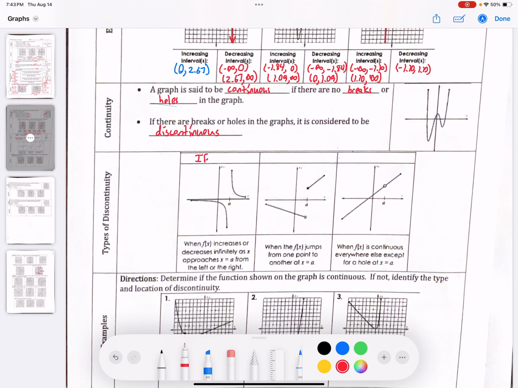First one is infinite. This one is created by an asymptote. So if there is an asymptote, it has infinite discontinuity. If it's lined up, but it just jumps either up or down, that's called jump discontinuity. And then if it seems to be continuous, but there's just one point removed, it's called removable discontinuity.